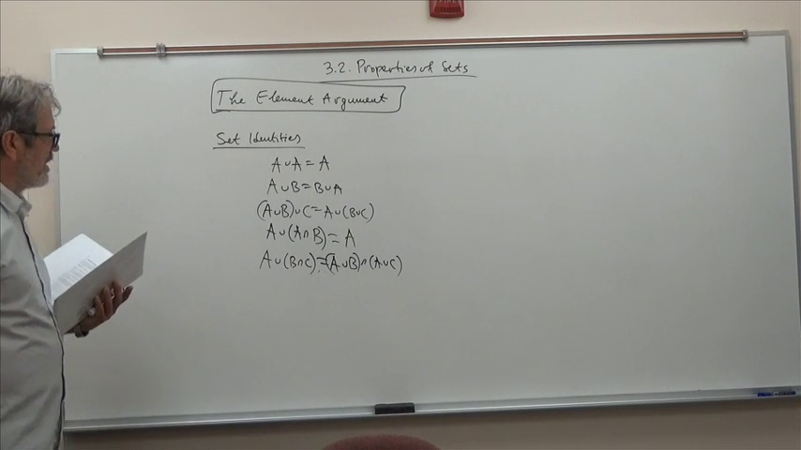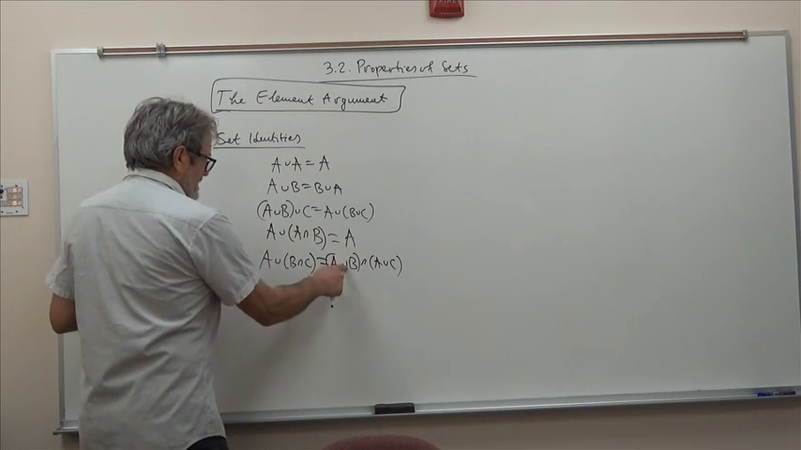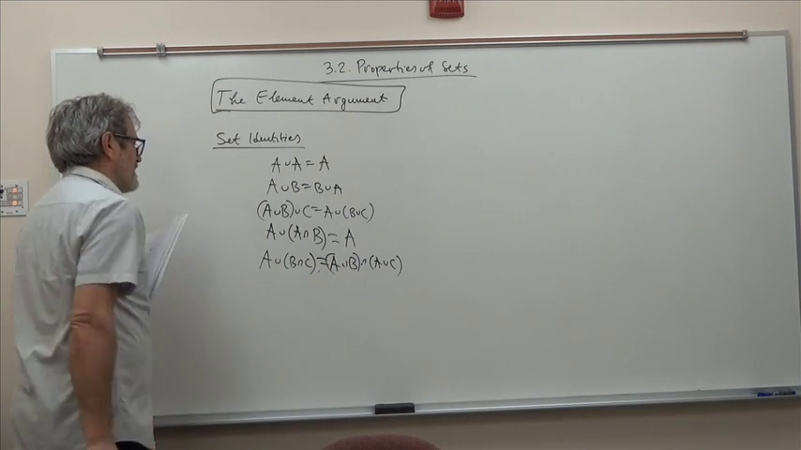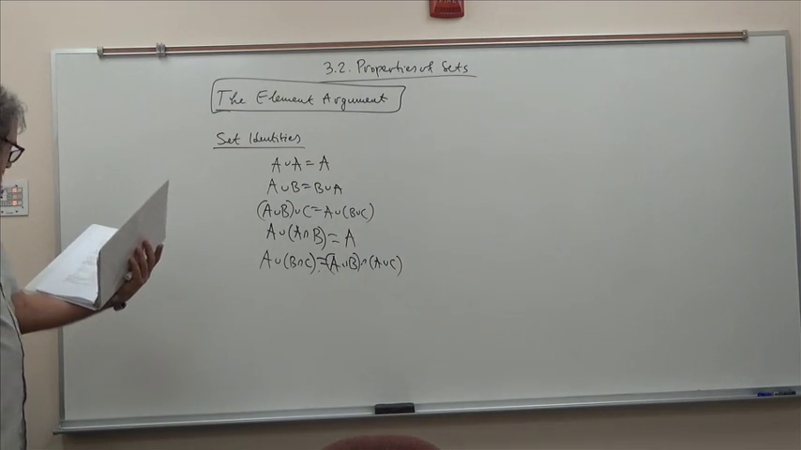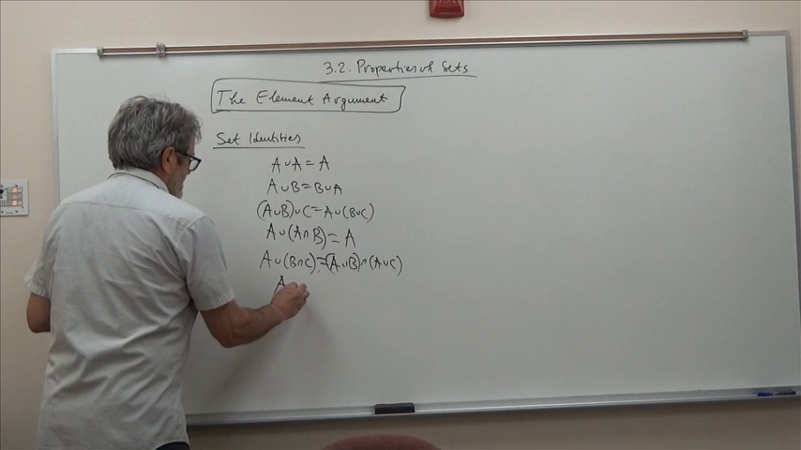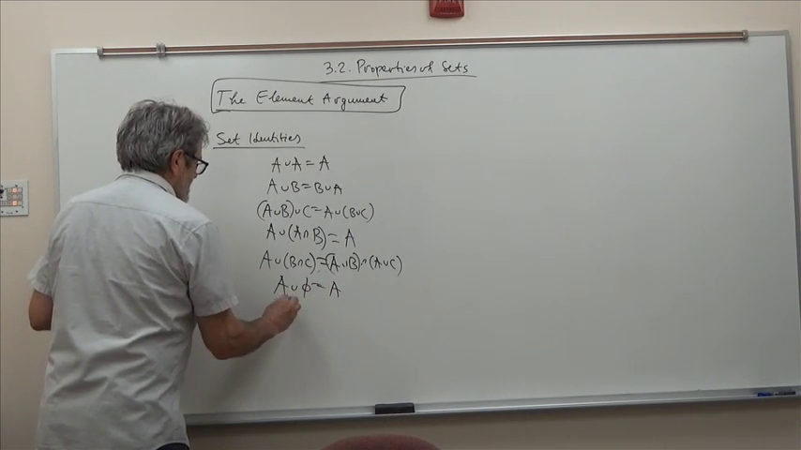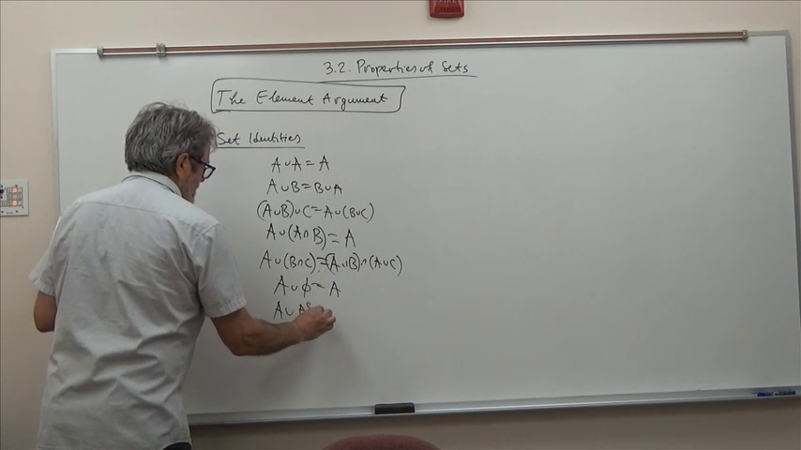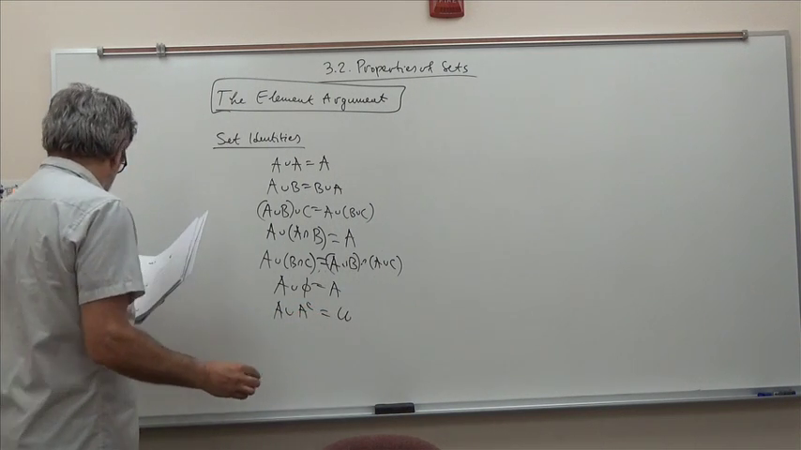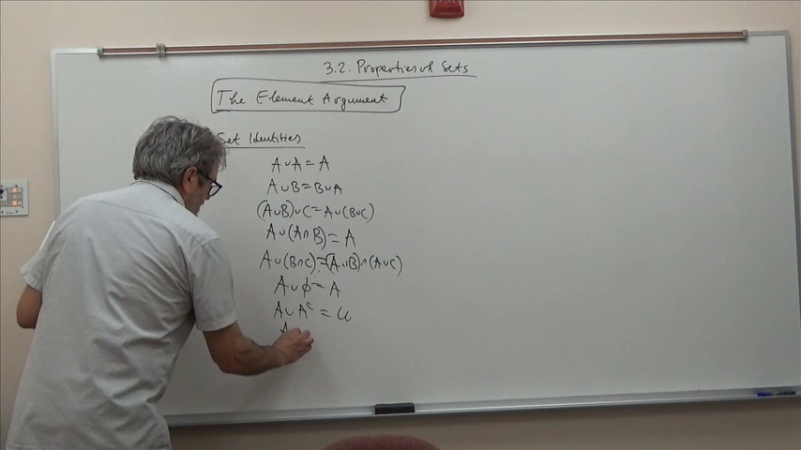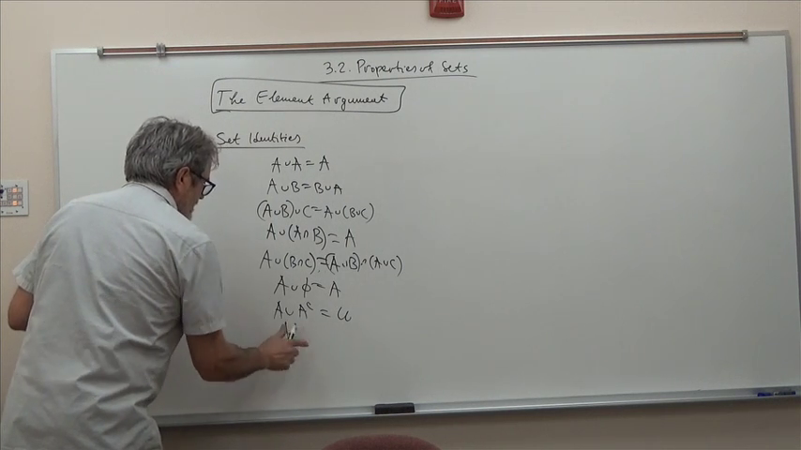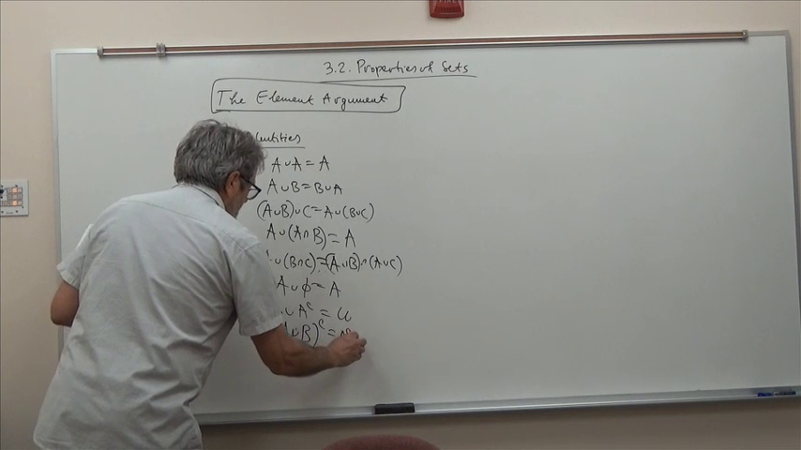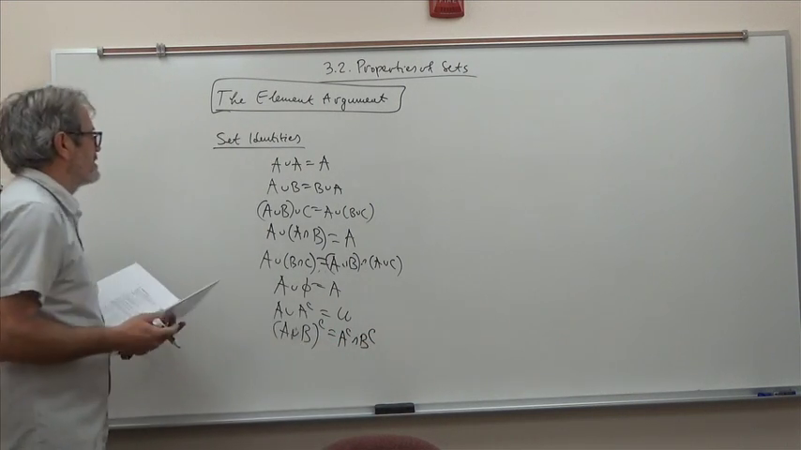It's like distributive law, usually whoever's outside gets inside twice, whoever's inside goes outside. And then what else? A union empty set is A, A union A complement is universal set. And then De Morgan's law: A union B complement equals A complement intersection B complement.